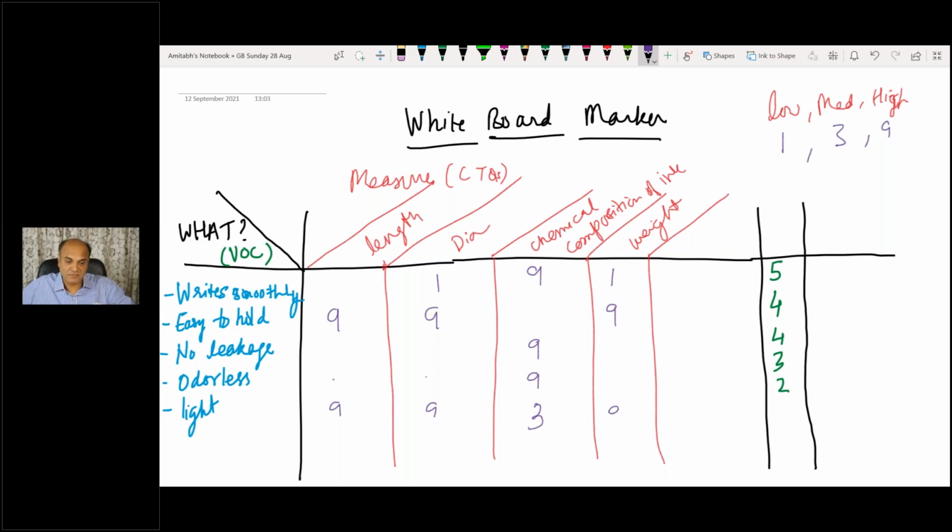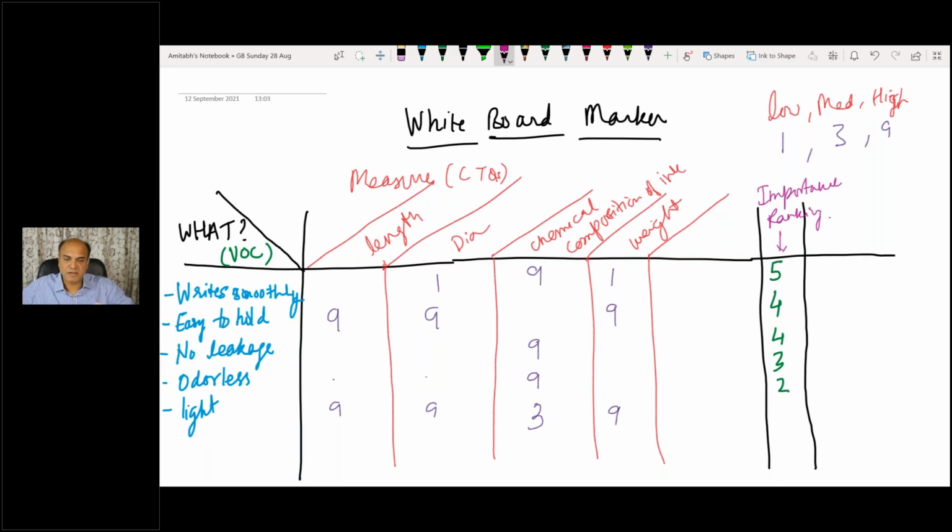Light and weight, of course, it's 9. Now what we will do, we will multiply these numbers. It's 1 multiplied by ranking. So this is known as importance ranking. I'll just write it, importance ranking. This is the importance ranking of the customers, by the customers.